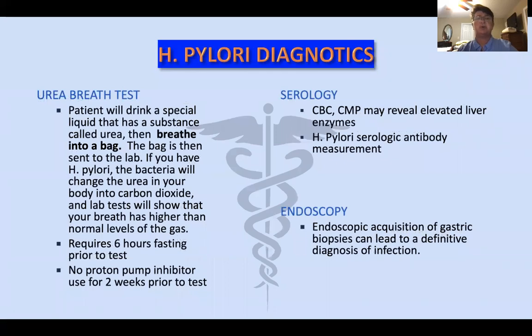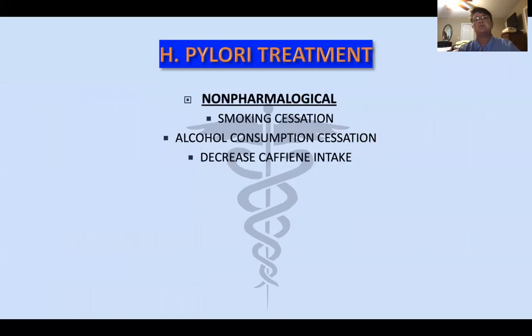Several testing methods are used. You can do a urea breath test, in which the patient breathes into a bag after drinking a special liquid. The bacteria changes the urea in your body to carbon dioxide. You need to do serology, a CBC, or a CMP, which may reveal elevated liver enzymes, and an H. pylori serologic antibody measurement can be a definitive diagnosis. Acquisition of biopsies through endoscopy can also lead to a definitive diagnosis.